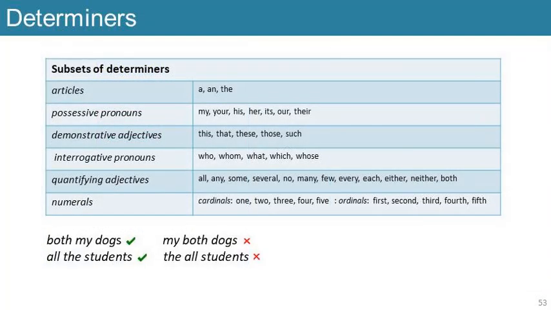Determiners can be subclassified in various ways: the articles, possessive pronouns, demonstrative adjectives, interrogative pronouns, relative pronouns, quantifying adjectives, and numerals. Note that some determiners can combine in front of the noun, but in a set order. For example, it must be my both dogs, not both my dogs.